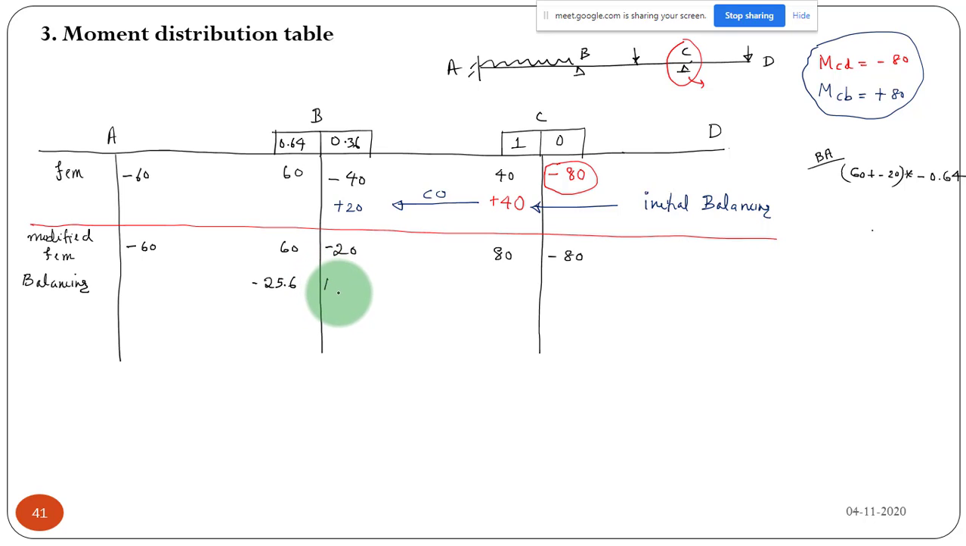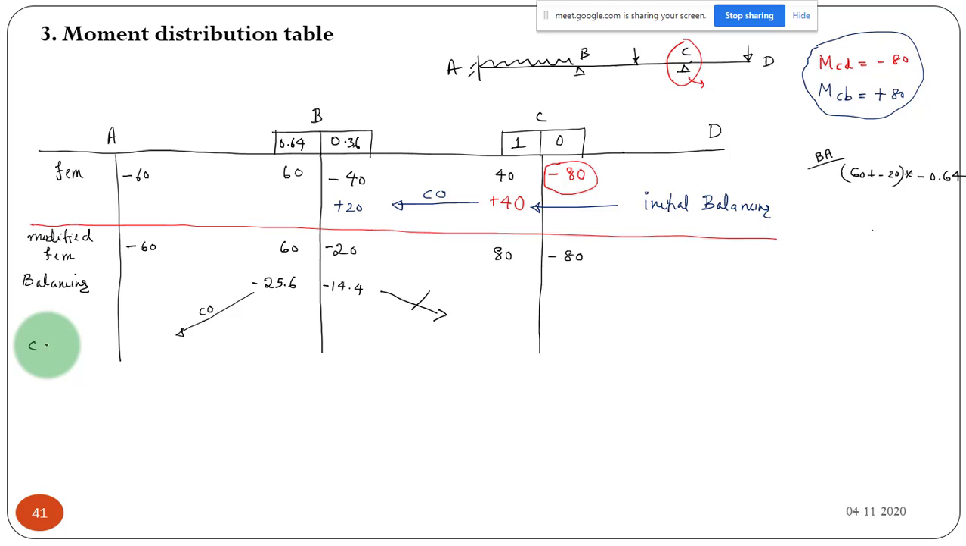for this span, the span BC. So this will come to minus 14.4. Remember, you should not do the carryover to this span, because this joint is already balanced. This carryover is not required, but this value of moment will be carried over to the far end, because the far end is fixed. So for half of the moment, you have to do the carryover.